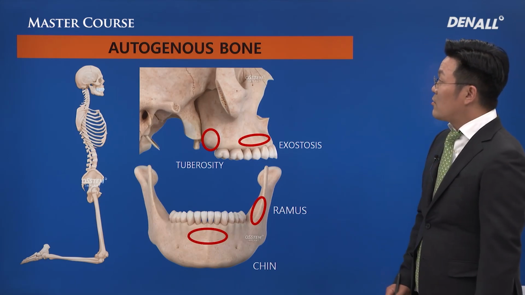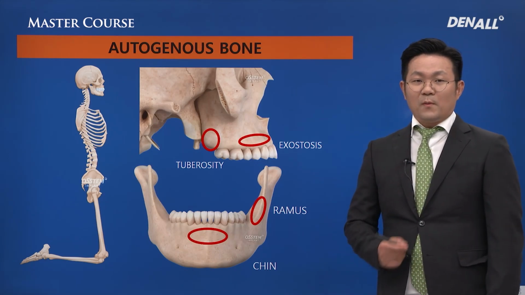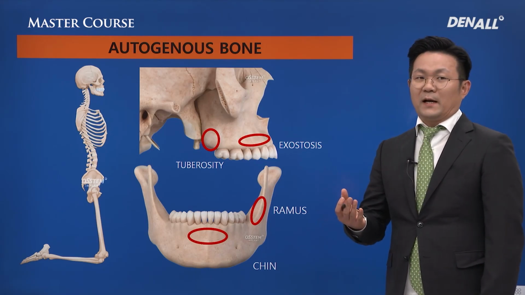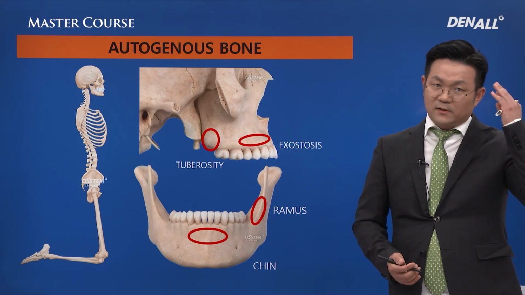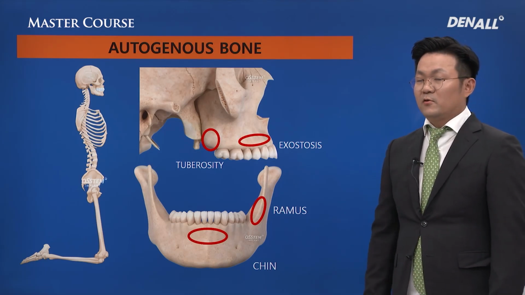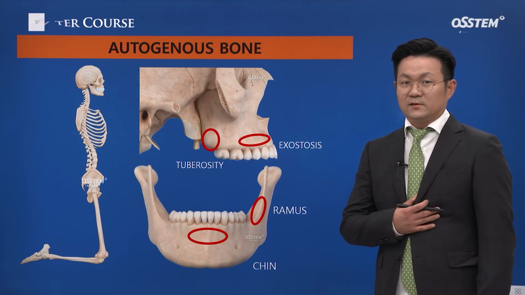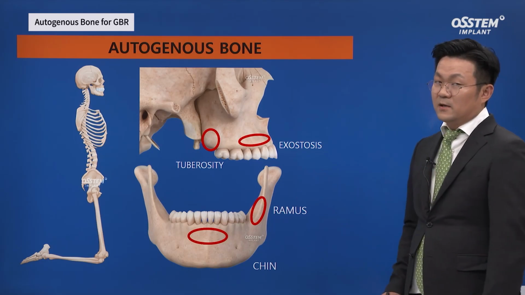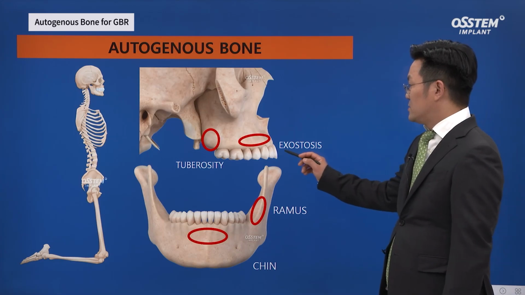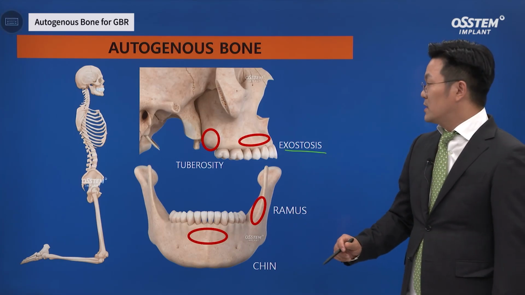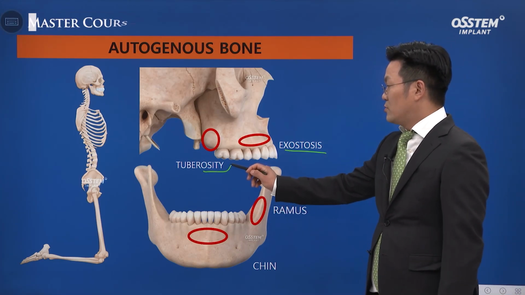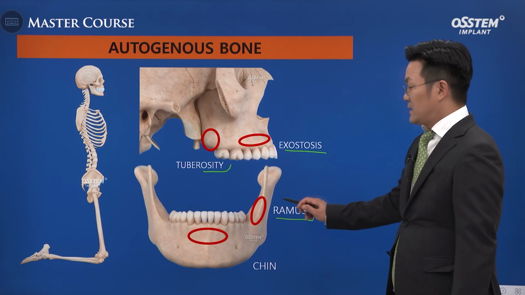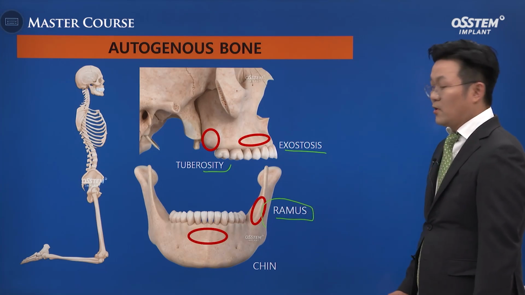Where do we take autogenous bone from our body? Rib bone used to be used to harvest autogenous bone, but these days it tends to be from the mouth: exostosis, tuberosity, or ramus, which is the most popular place to harvest the bone, and if necessary, the symphysis. From the chin, we get the bone.